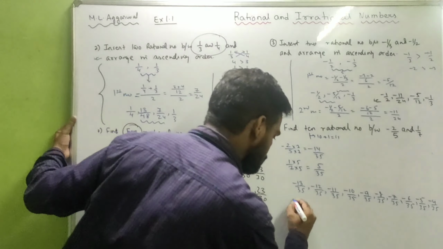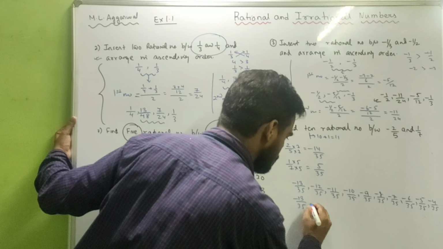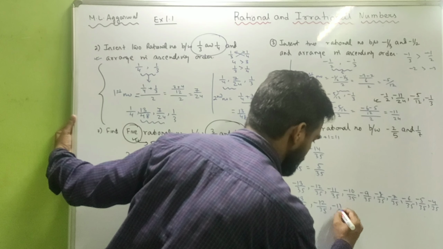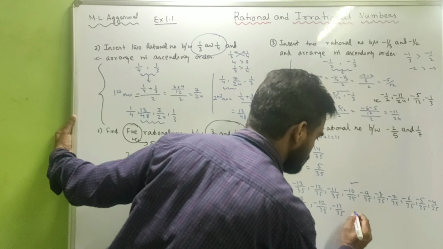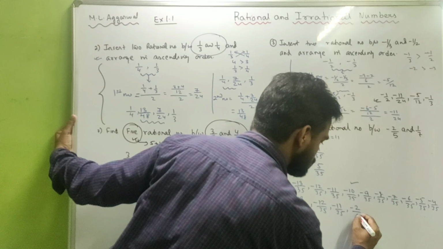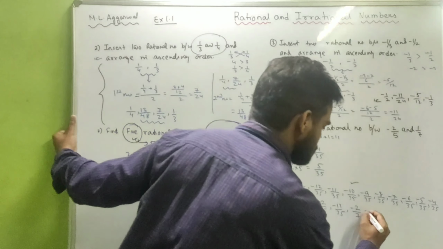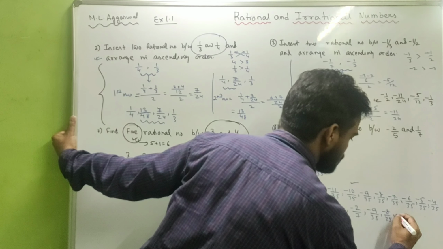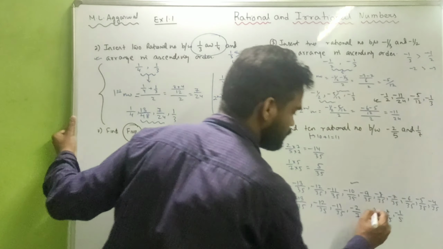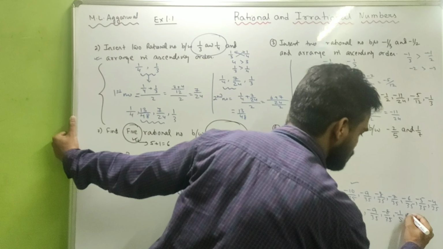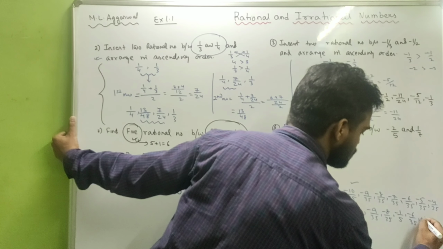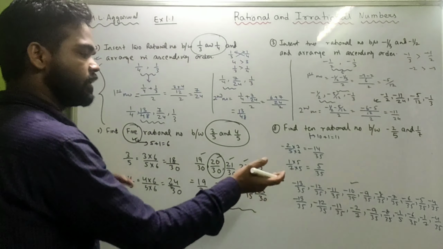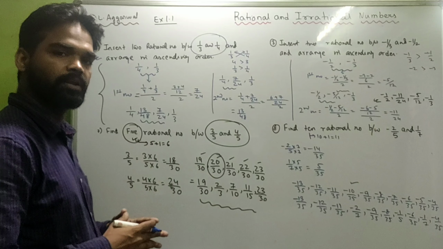Now I'll reduce it wherever possible. This as it is, this as it is. Don't leave the answer over here, okay? We'll reduce it. This is minus 2 by 7. This is minus 9 by 35 as it is, minus 8 by 35, minus 1 by 5. This is minus 6 by 35. This is minus 1 by 7, and this is minus 4 by 35. So I've added 10 numbers between those two given numbers.